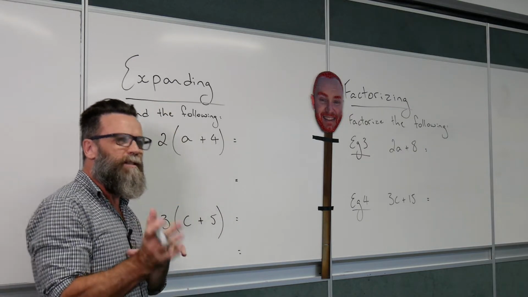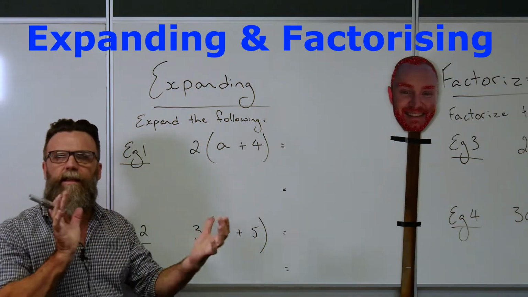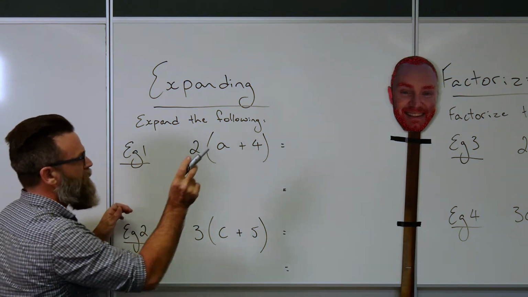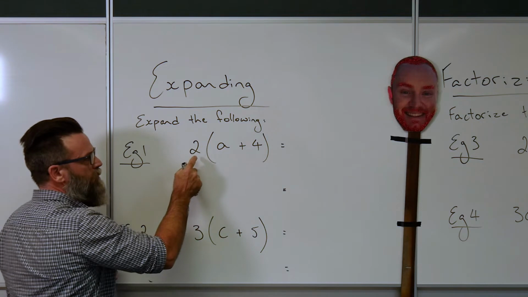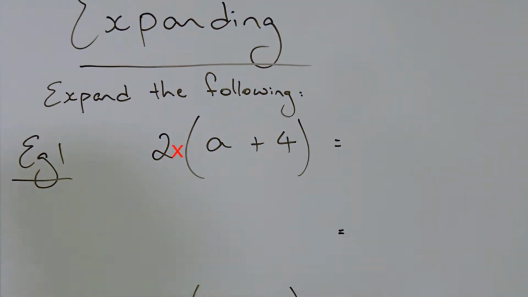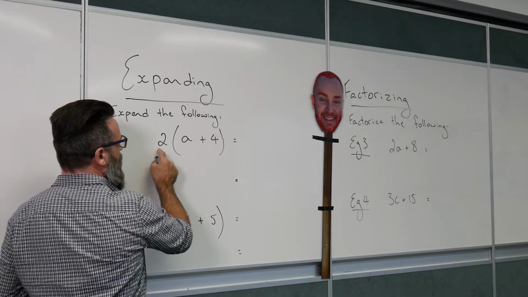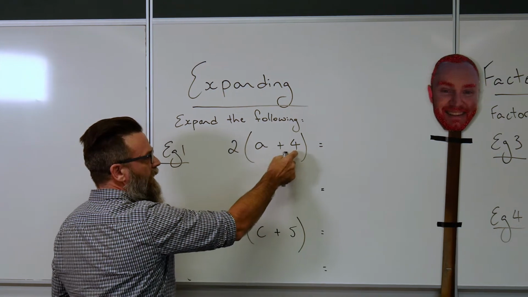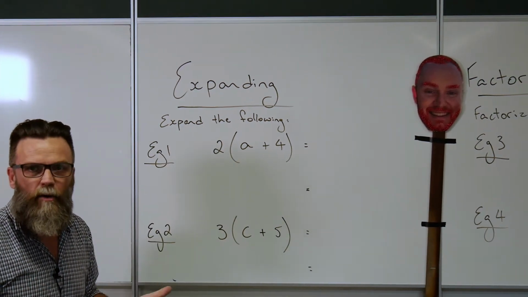Today we're going to be talking about expanding and factorising and making the connections between them. I'll start with expanding. Now, as Mr. Savage well knows, when we expand, there's a tiny little multiplier beside that number and the brackets, and we need to multiply this number on the outside by the first thing, the A, and then again by the second term in there, by the 4.